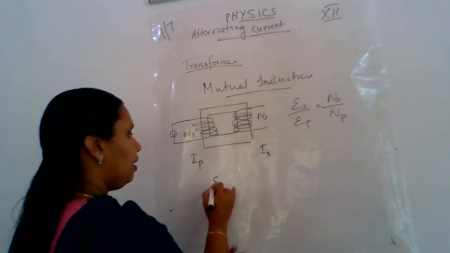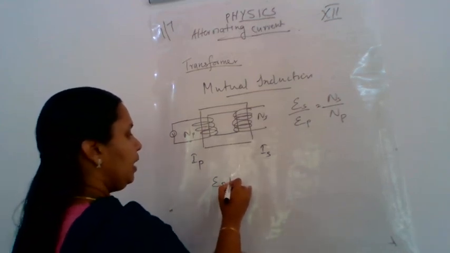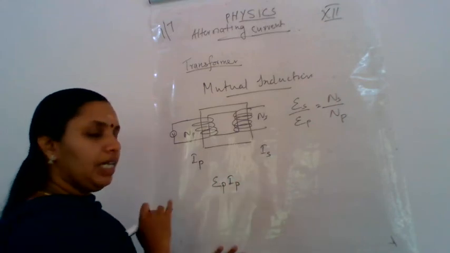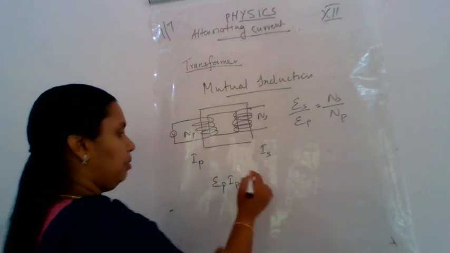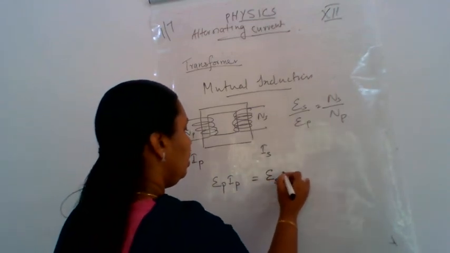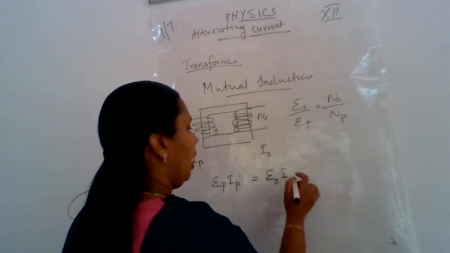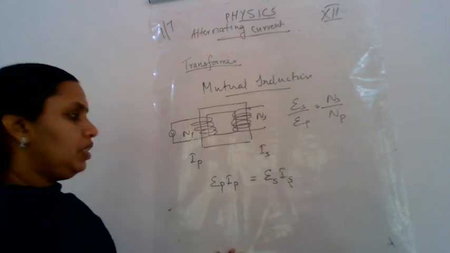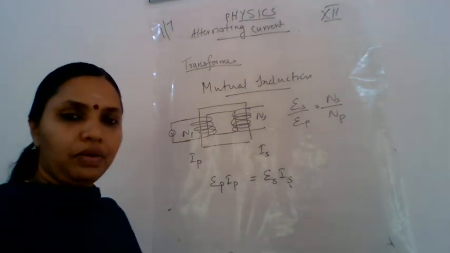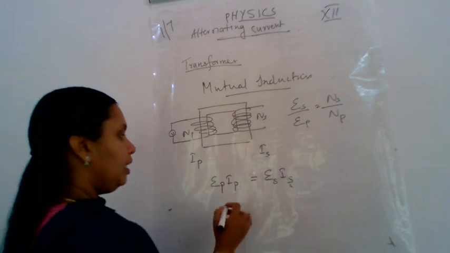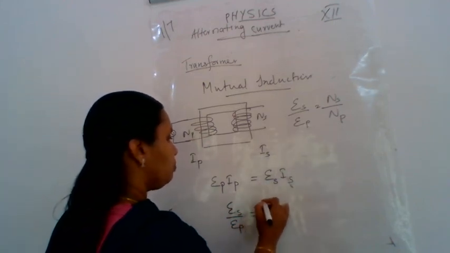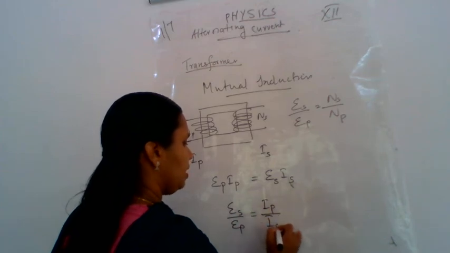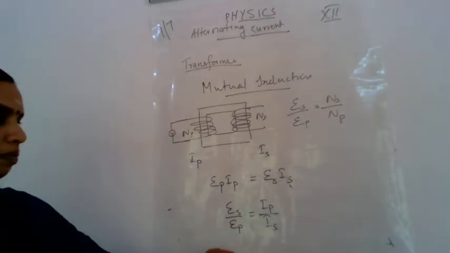So we know the input power is equal to EP IP. Isn't it? VI, power P is equal to VI. So here it is EP and IP in the primary. That will be equal to ES into IS. Right? Voltage across the secondary and the current across the secondary. So write the ratio ES divided by EP is equal to IP by IS. It is IP by IS.